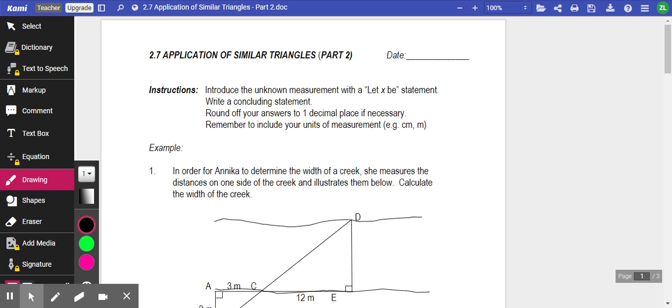Hey, grade 10s, we're doing lesson 2.7, and this will be on Friday. So this will be December 4th, okay?